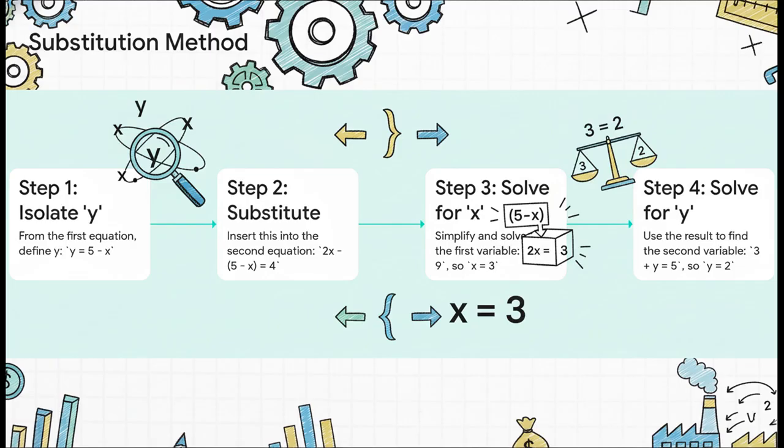When you substitute, you get 2x minus the quantity, 5 minus x. You have to distribute that negative sign, so it becomes 2x minus 5 plus x. That gives us 3x minus 5 equals 4, which leads to 3x equals 9. So x equals 3. We're almost there.